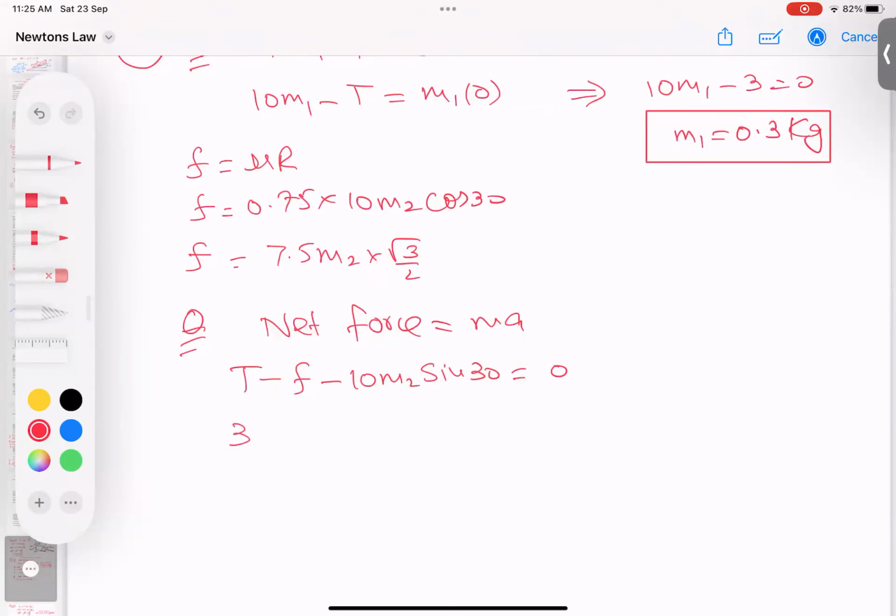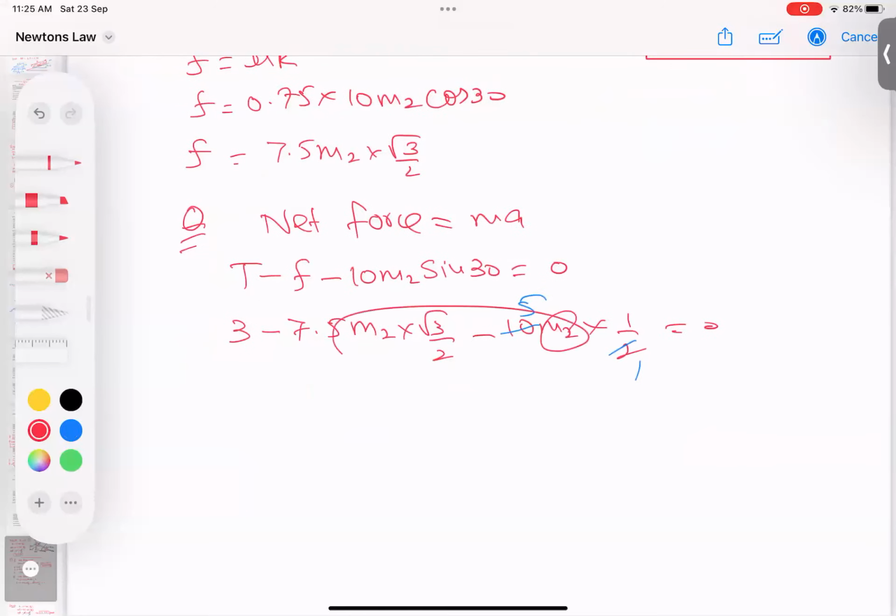And this value we know. So I'm putting 7.5 m2 into root 3 by 2, and minus 10 m2 sine 30, which is a half. Writing half, it cancels out: 5 to 1 are 2, 2 5s are 10. So this is clear. Now there are two m2 terms. I'll bring both to one side because both signs are negative. I leave 3 alone here and bring the rest of the values to the other side. So 7.5 times root 3 by 2 m2 plus 5 m2.